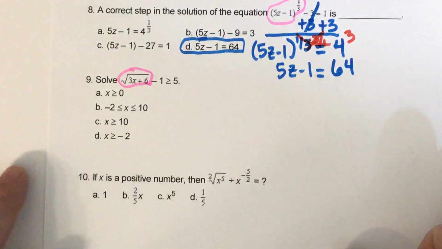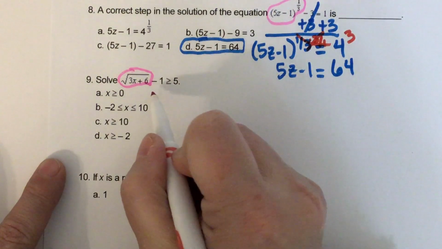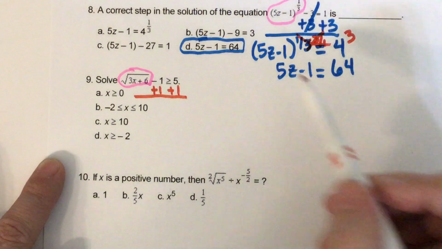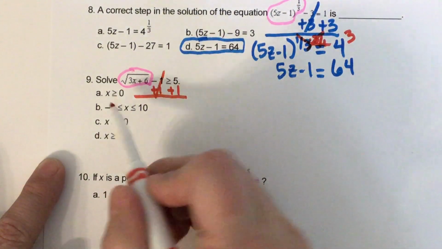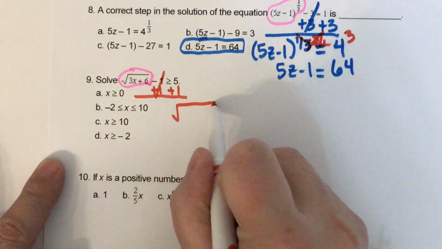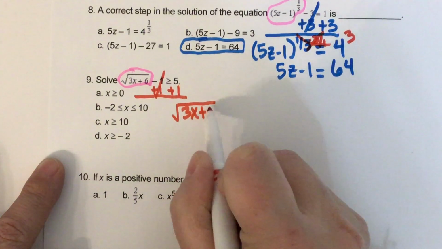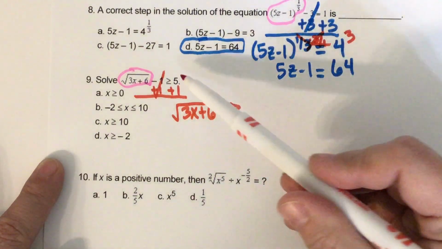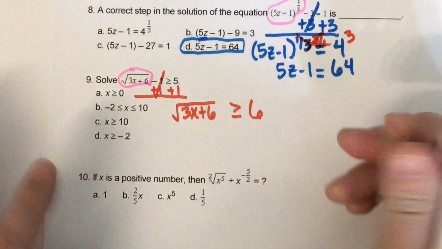Okay, so to get rid of subtraction of 1, I have to do the opposite. So I'm going to add 1 to both sides. So this zeroes out. Shoop. Bring down your square root of 3x plus 6. Bring down your inequality sign. And then 5 plus 1 is 6.